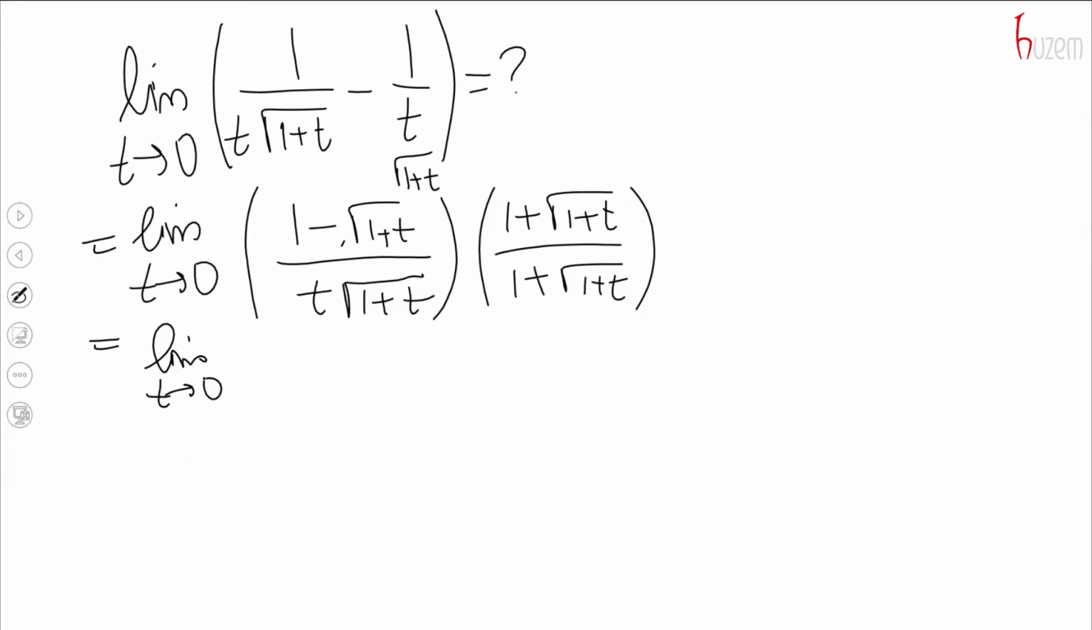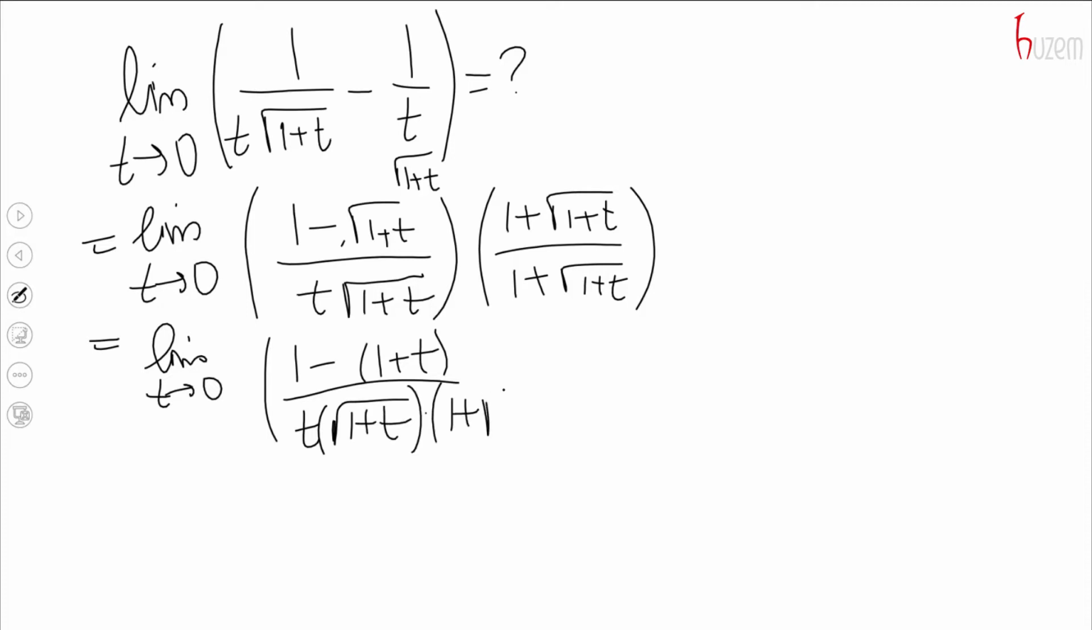the difference of squares, we will end up with 1 minus (1 plus t) on the top, and on the bottom we will see it is t times root 1 plus t times (1 plus root 1 plus t). Okay, so this t is also included in the root. Let's extend the root a little bit. Now also close the parentheses. Now on the top we see the 1's will cancel out and we will end up with negative t. Let's put it here to save some space.